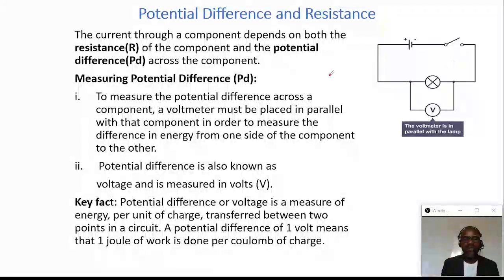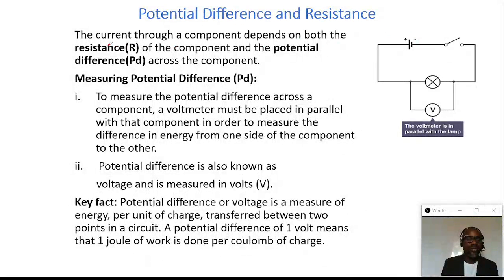So we are going to constructively define and explain how this diagram works. Potential difference and resistance: how to measure the resistance of a lamp and find its potential difference. Potential difference is work done across two terminals or two points. It's also known as the voltage and it's measured in volts.